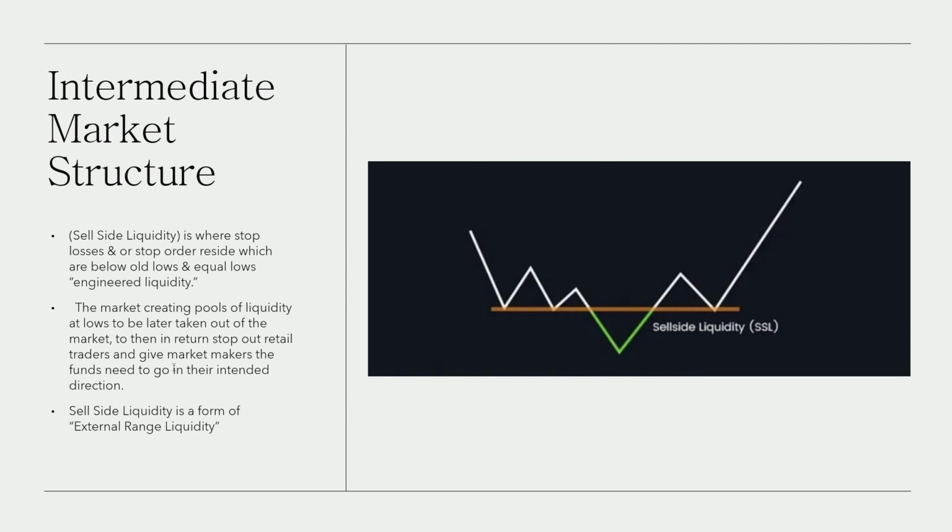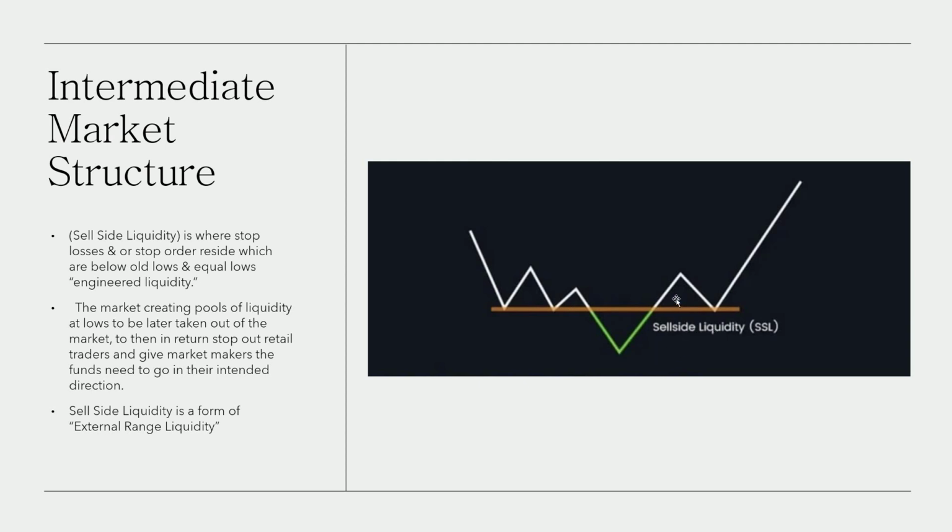But yeah, so take notes. Sell-side liquidity is a form of external range liquidity. External range liquidity is either a high or a low, otherwise known as sell-side and buy-side liquidity. So external range liquidity is either buy-side or sell-side liquidity, which is a major high or low, or old highs and old lows.